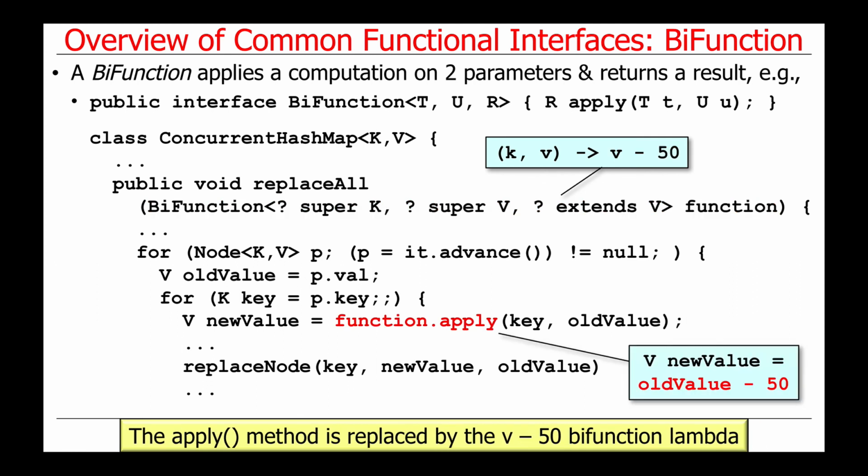And then if you take a look down here in the implementation of replace all in ConcurrentHashMap, you can see how calling function.apply, which is what the code does, is going to end up replacing the old value with a new value, where the new value is going to be the old value minus 50. And then after that's done, we take the new value and call replace node to replace the value at that key with the new value. So the old value is replaced.